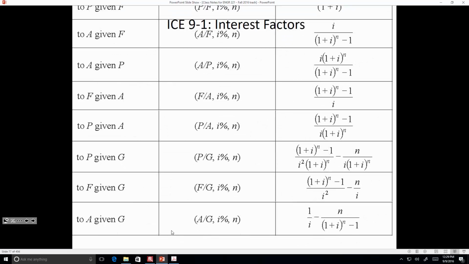Let's look at the second question, and this is where we're going to start to use Excel.